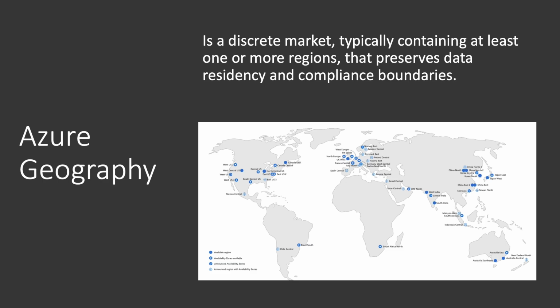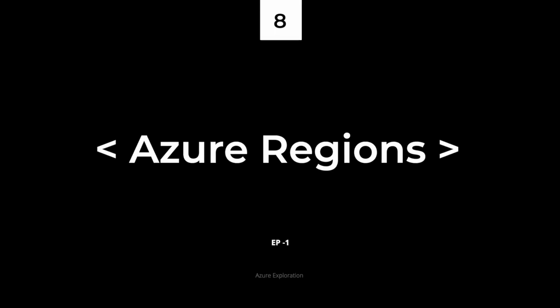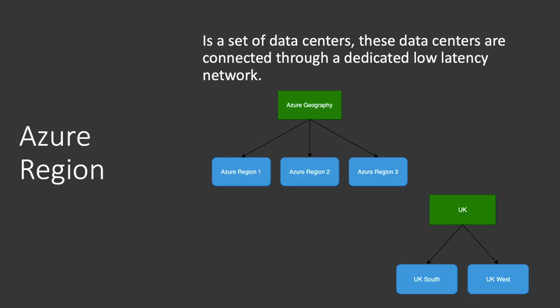So our next point is we're going to be discussing regions. As we have said before, Azure geographies can consist of countries or continents. Within an Azure geography, we have something called Azure Regions. Simply put, an Azure Region is a set of data centers, and these data centers are connected through a dedicated low latency network. A region could be formed of one or multiple data centers.